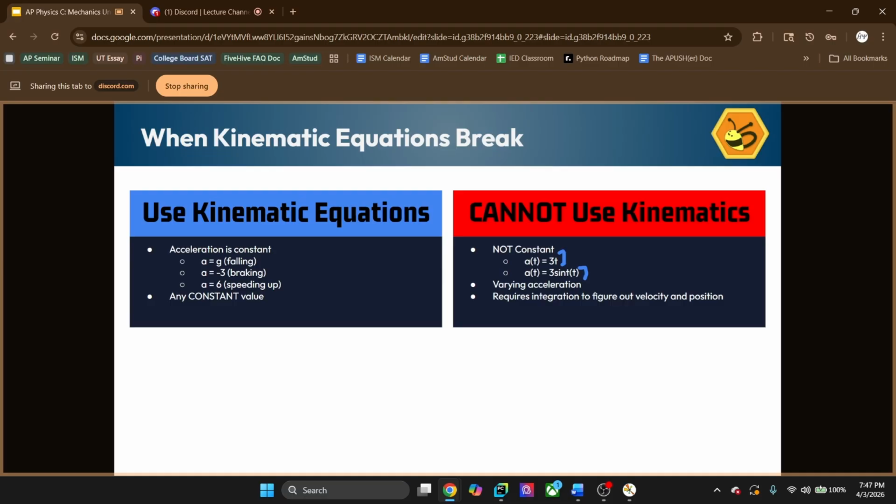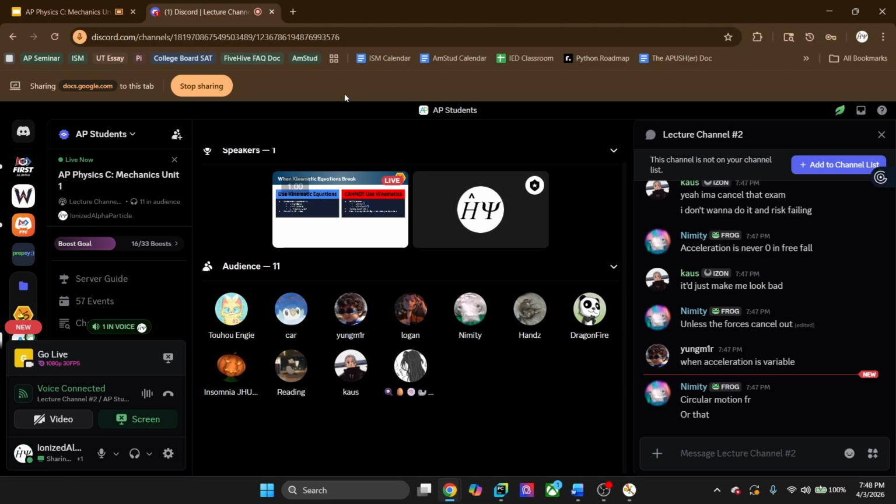We could find out what the acceleration is at a given time, but you can't use kinematics there because the acceleration always changes. So there's varying acceleration, and it always requires integration to figure out velocity and position. You can use kinematics when acceleration is constant, such as when a is equal to g, a is -3 when you're braking a car, a is 6 when you're speeding up, or any constant value for that matter. Here you can use kinematics.